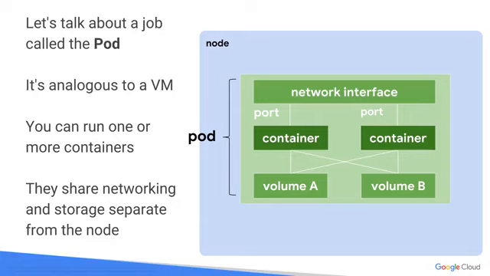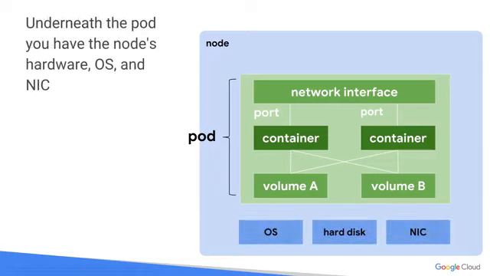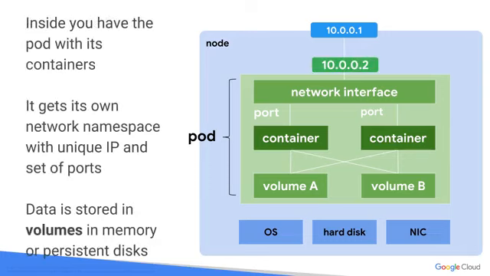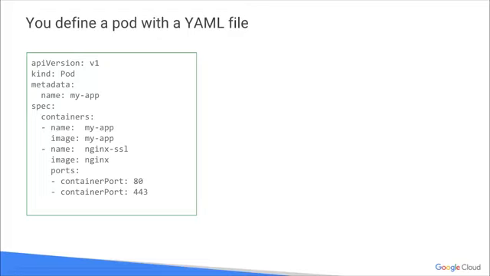So let's talk about a pod. A pod is analogous to a VM, sort of. It's a group of containers sharing a network and storage that are separated from the nodes themselves. Underneath, you have the OS, you have the hardware, you have the NIC, you have an IP outside, inside you have the pod, and then inside the pod, you have the actual containers and then the network interfaces for the containers. You could define a pod with a YAML file.